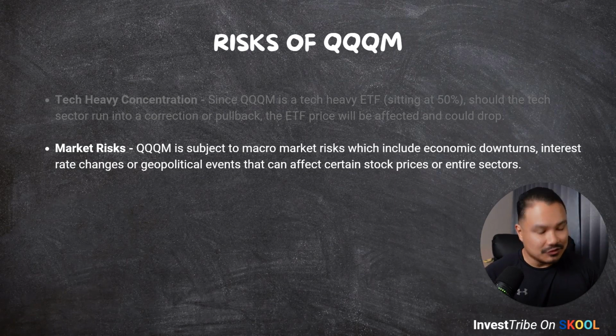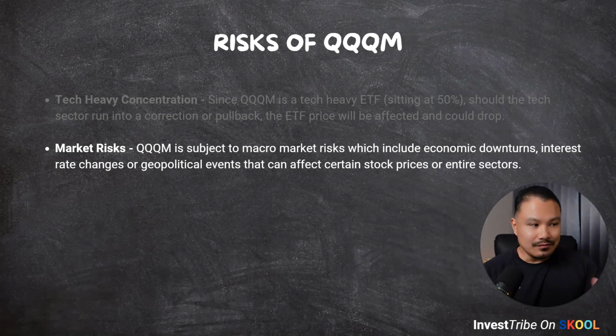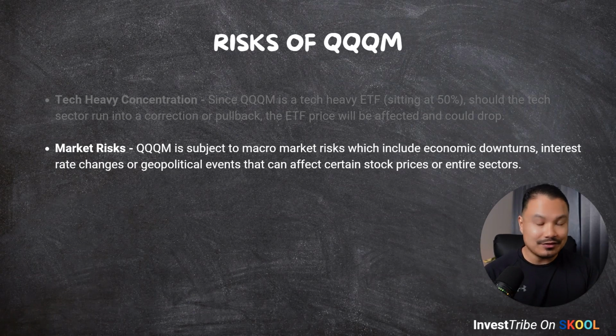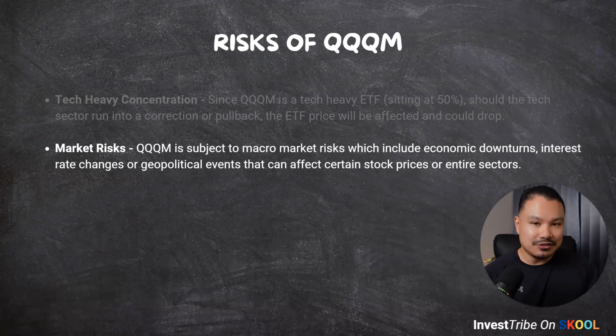And so again, market risks, macro events, can also affect ETFs. It doesn't matter if it has 100 stocks in it. It doesn't matter if it has 500 stocks. It doesn't even matter if it has 4,000 stocks. Macro events, geopolitical risk, things like that can affect the ETF because it's affecting the underlying companies in that ETF.